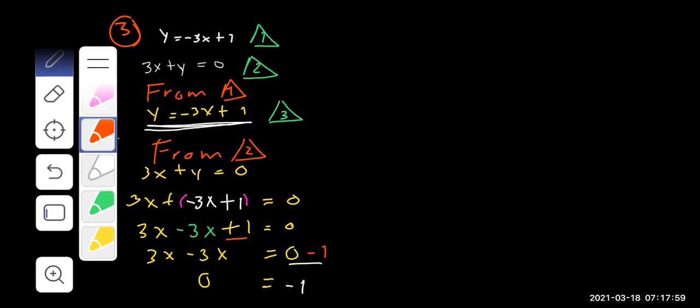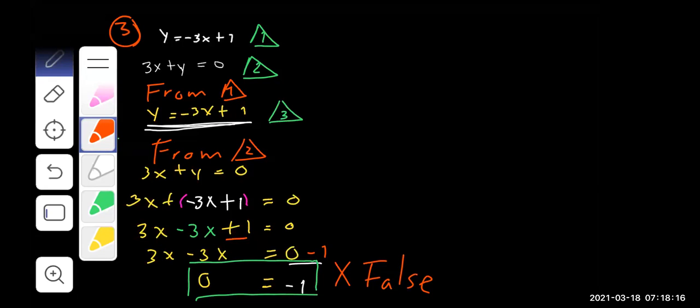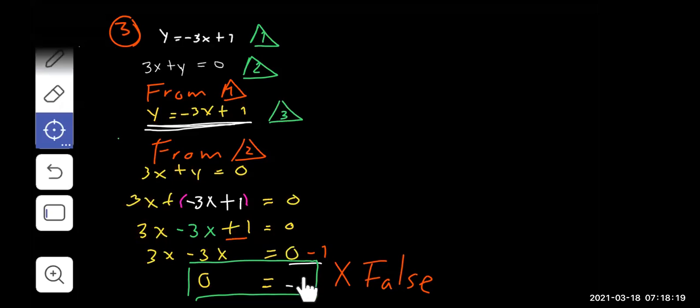Okay, this is what I got, guys. 0 equals negative 1. Is that true, guys? Mathematically, normally in daily life, is that true? 0 is equal to negative 1? No. 0 is different than negative 1. 0 is equal to 0. Negative 1 is equal to negative 1, but 0 is totally different than negative 1. Then this is false.